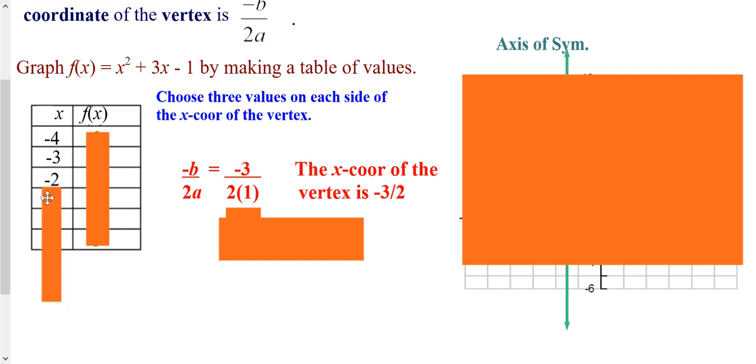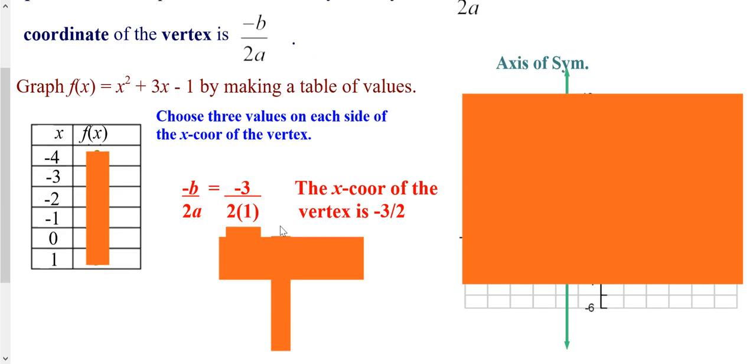The 3 numbers below negative 1.5 are negative 2, negative 3, and negative 4. The 3 numbers above negative 1.5 are negative 1, 0, and 1. Then I would plug those into my calculator. I would go to the y equals and type in x squared plus 3x minus 1. By the way, for making your table, you could just take negative 4 and plug it in by hand, but your calculator will do it just fine for you.